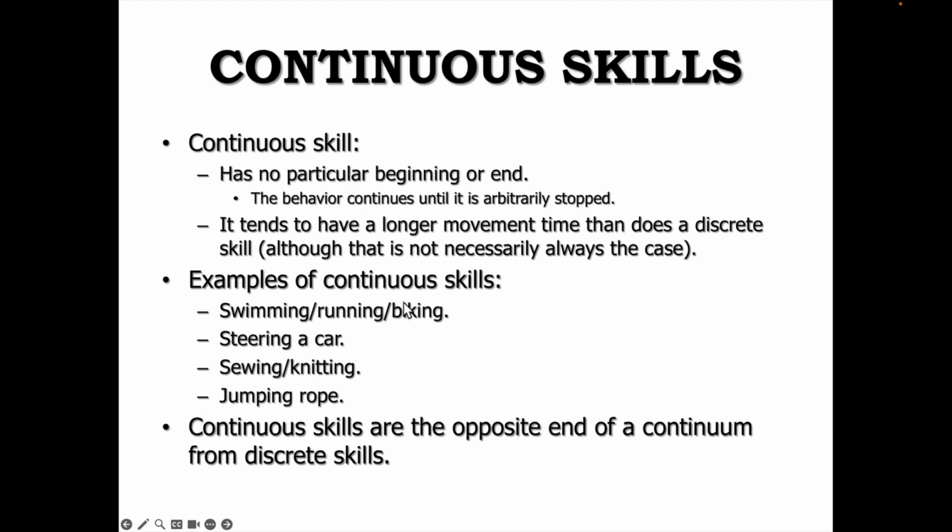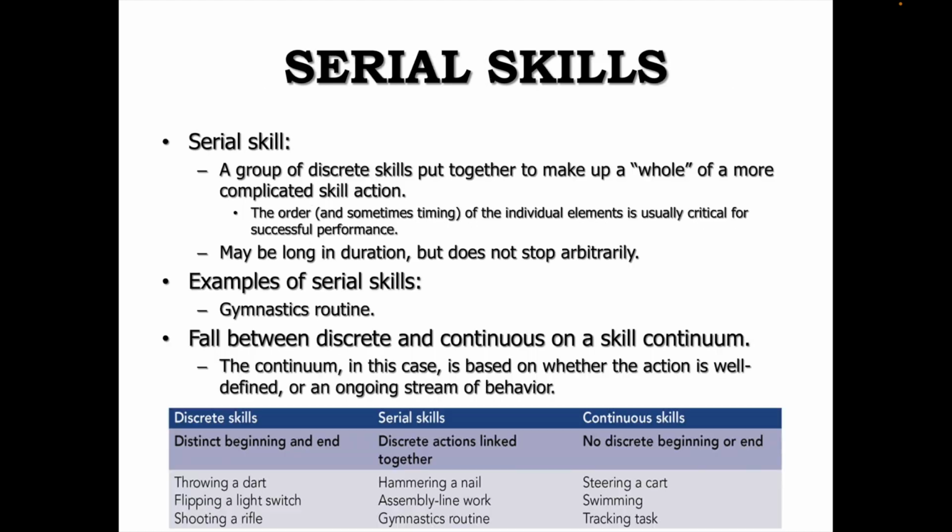Here are some examples of continuous skills. Swimming, running, or biking, for example. With swimming, I'm constantly circling my arms, pulling the water so that I can move through the water, and I repeat it over and over again. Steering a car is an example of a continuous skill because I'm constantly adjusting that wheel a little bit to make sure my car is driving along the road. Sewing or knitting is an example. Jumping rope is an example. So continuous skills would be on the opposite end of the continuum compared to discrete skills.